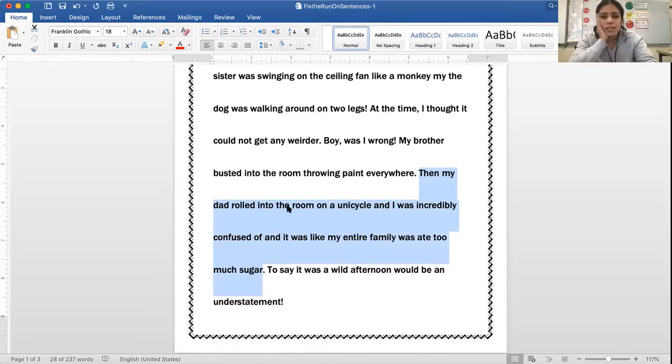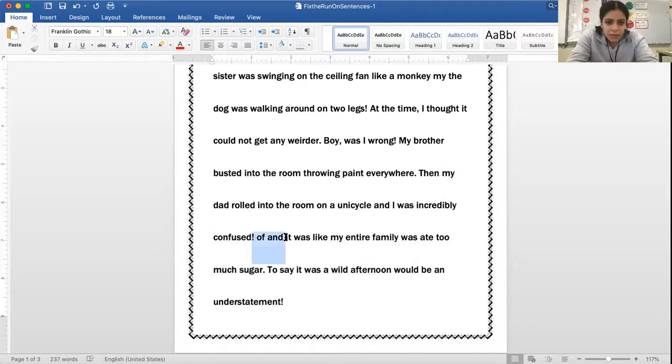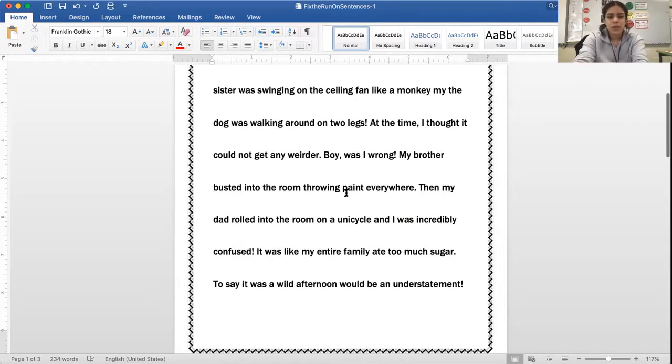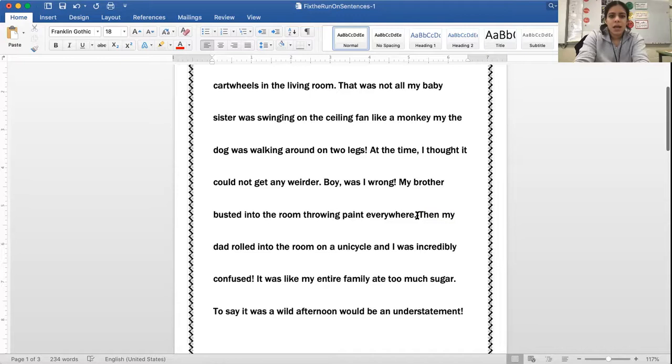Then my dad rolled into the room on a unicycle and I was incredibly confused and it was, I'm going to exclamation point this and I'm going to say, it was like my family ate too much sugar. I think that makes a little bit more sense. It was like my entire family ate too much sugar. Oh, that does not make sense. Does not need that at all. I'm going to make that edit and continue working backwards on my sentences.